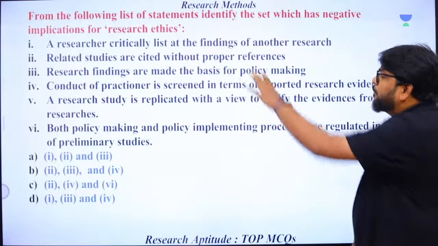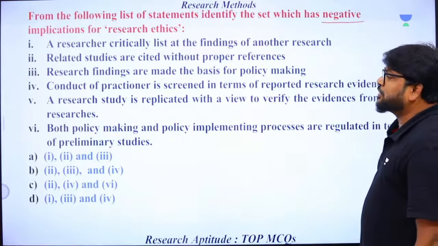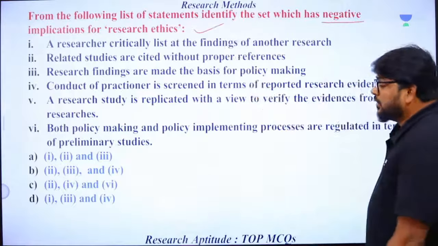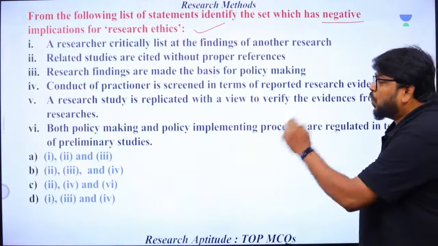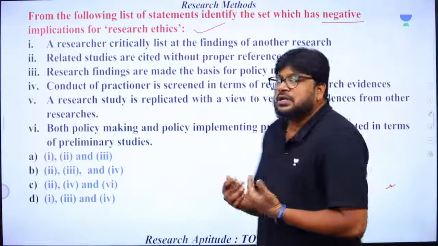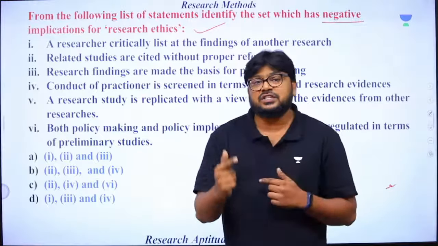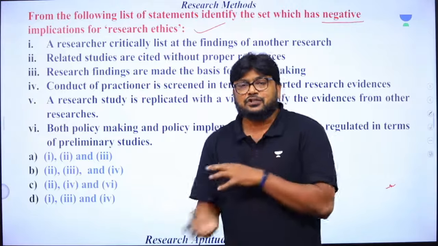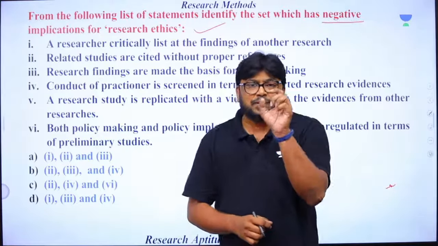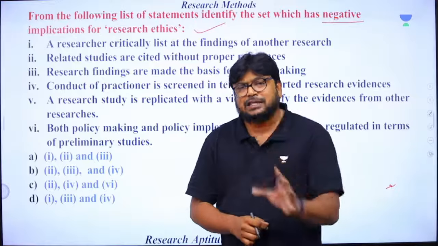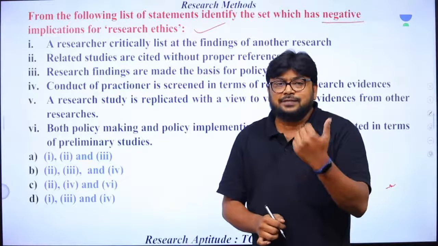You can see here, from the following list of statements, identify the set which has negative implication from research ethics. Oh my god, you are speaking about research ethics here. So, what are those negative statements? Because these days, there is one particular chapter added at the PhD level program, that is research ethics. You need to follow research ethics, otherwise you have to face some consequences, not only from the university. If your plagiarism report is not good, definitely your PhD will be blacklisted. So you should not copy the content, and you should not misuse the funds.